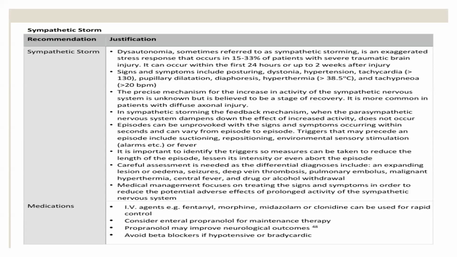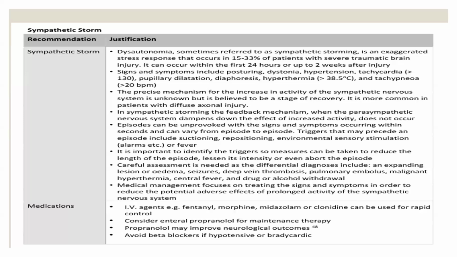Then sympathetic storm, or dysautonomia. Sympathetic storming is an exaggerated stress response that occurs in 15 to 33% of patients. It occurs within the first 24 hours or up to 2 weeks. Signs and symptoms include posturing, dysautonomia, hypertension, tachycardia, pupillary dilatation, diaphoresis, hyperthermia, and tachypnea. The precise mechanism for the increased activity of the sympathetic nervous system is unknown, but is believed to be a stage of recovery. It is more common in patients with diffuse axonal injury.